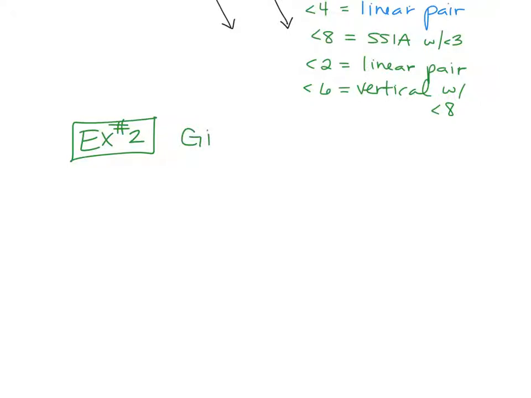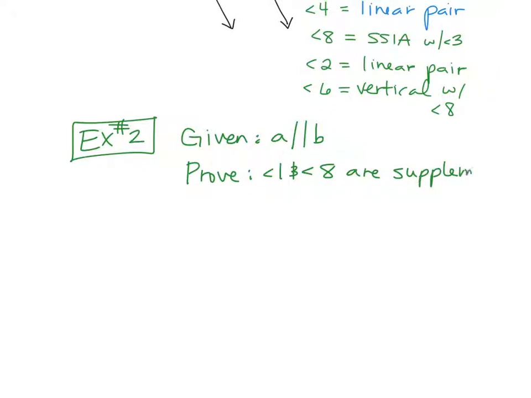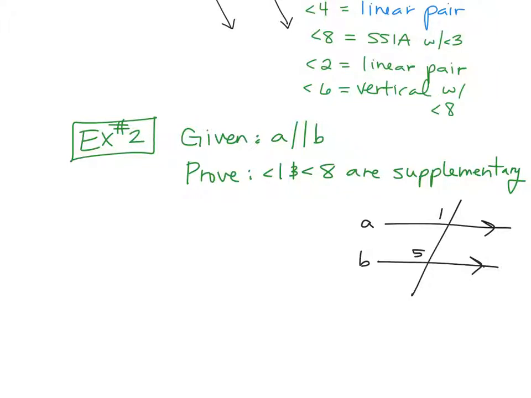So here's what we're given. Given that A is parallel to B, we're trying to prove that angle 1 and angle 8 are supplementary. Okay, and here's our picture. Here's line A and line B. Our given told us they're parallel, so we'll put arrows on there to show that they're parallel. And then this is 1, this is 5, this is 8, and this is 7.